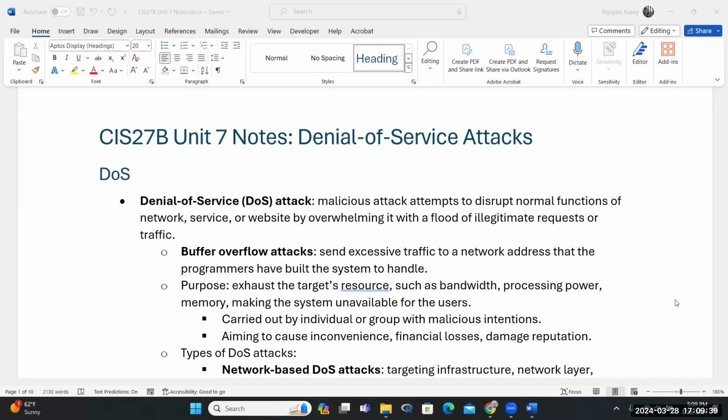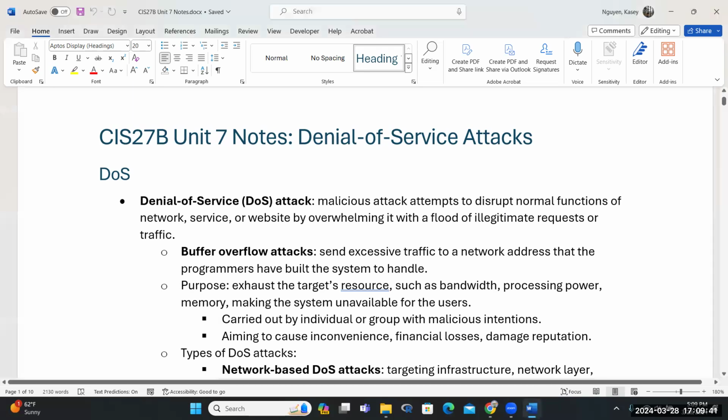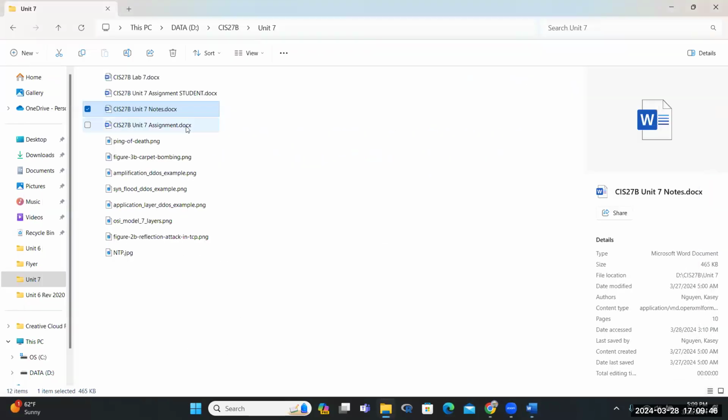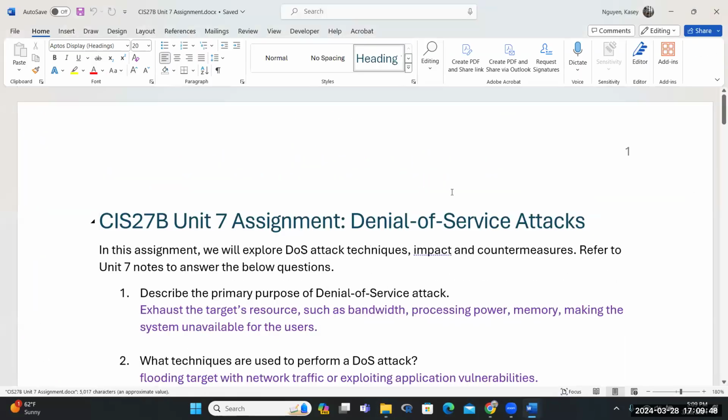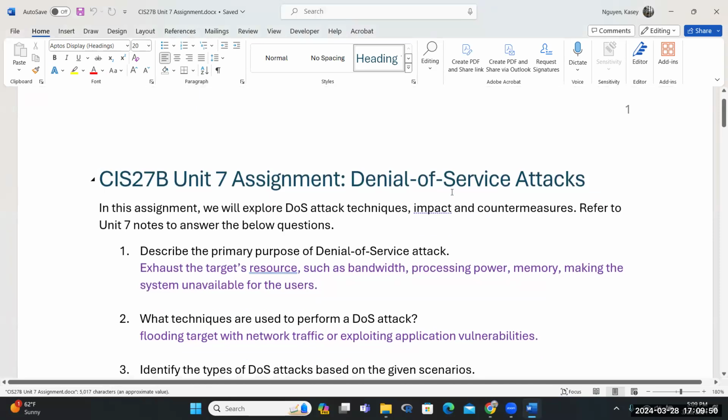So in the first question of our assignment, I thought I had it up, sorry. It asks you to describe the primary purpose of a denial of service attack.